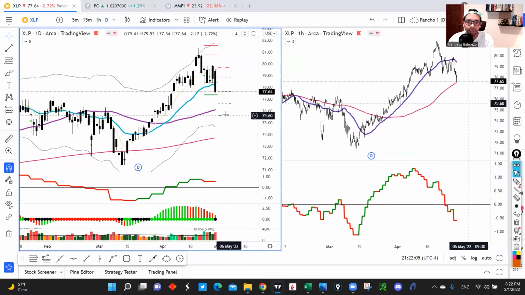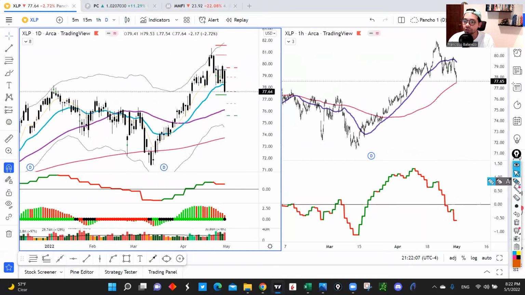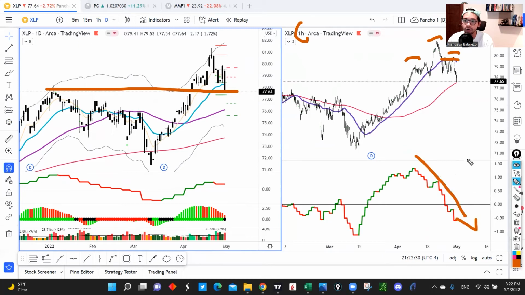Now let's take a look at XLP. And XLP is interesting, right? We had Walmart, Costco that have been some really interesting long trades. But now here, we're retesting this breakout level. But you can see the pattern in the hourly chart. And that's something that I really like about the hourly, is that you can see right here the head and shoulders pattern. You can see the rejection at that 50 hourly, and you can see the MOX indicator already trending lower.